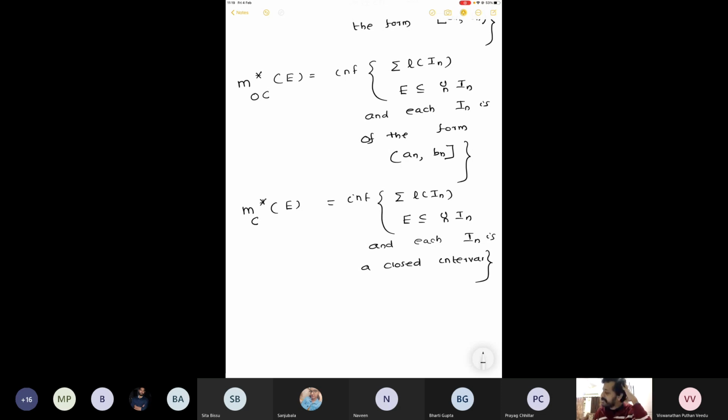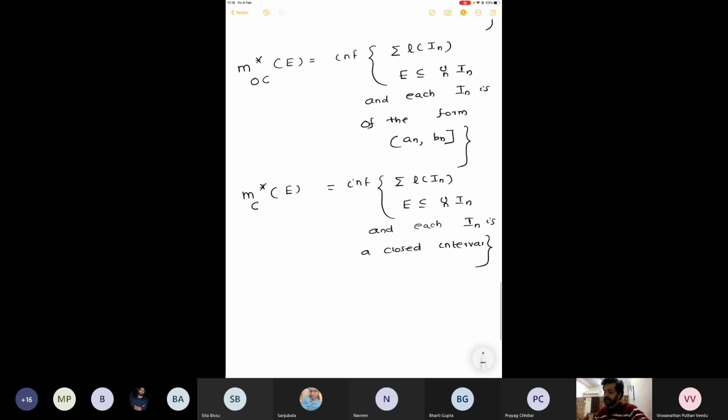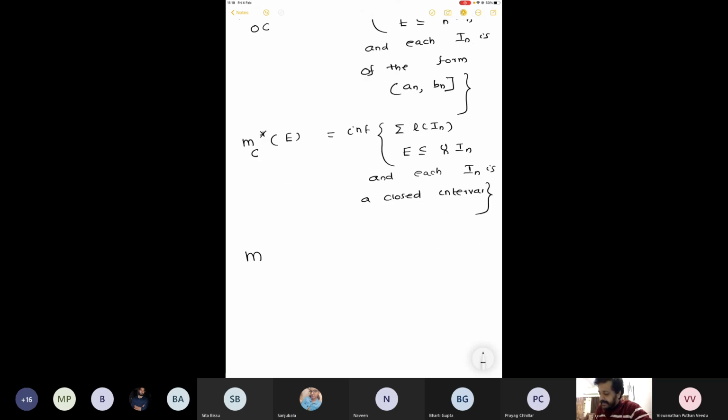And in the last, the mixtures are allowed. That is, some In can be open, some Ins may be closed, and so on. So that I will write as M mixture of E is equal to the infimum of the summation of L of In, where E is contained in the union over n of In. Ins are intervals. That's it. One of the In can be open, another can be closed. Then if you take some other, it can be open, closed, and so on. Okay, so this is mixed type.